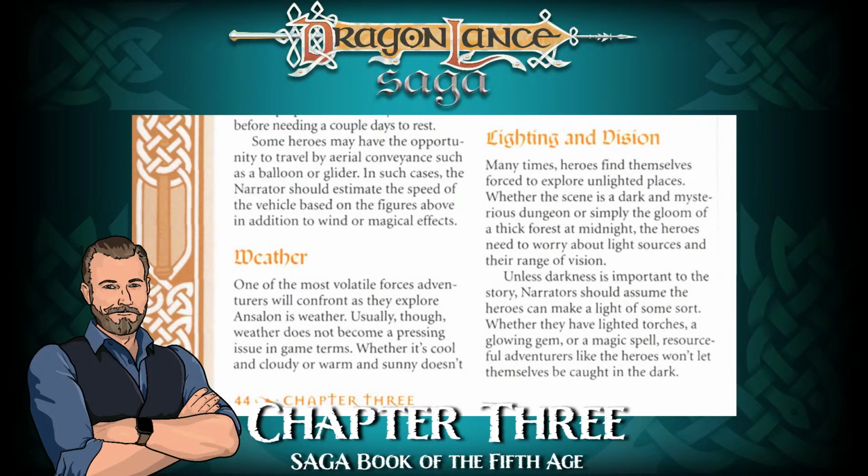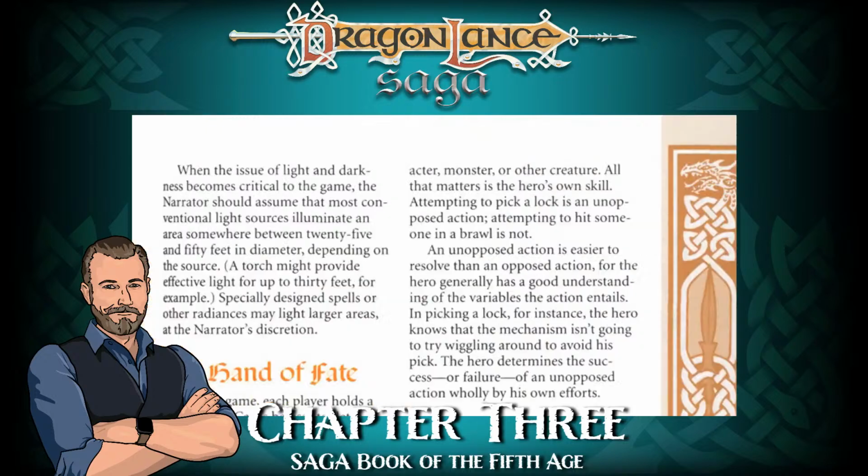Lighting and vision. Many times, heroes find themselves forced to explore unlighted places, whether the scene is a dark and mysterious dungeon or simply the gloom of a thick forest at midnight. The heroes need to worry about light sources and their range of vision. Unless darkness is important to the story, narrators should assume the heroes can make a light of some sort, whether they have lighted torches, a glowing gem, or a magical spell. Resourceful adventurers, like the heroes, won't let themselves be caught in the dark.